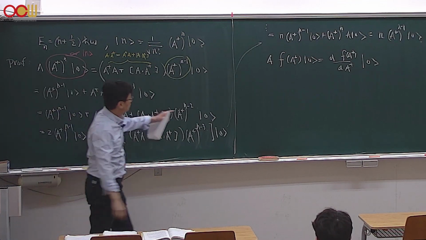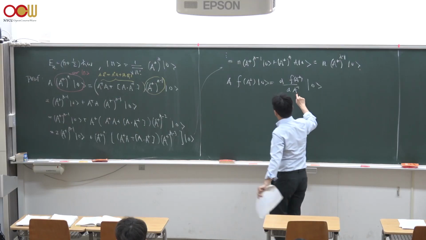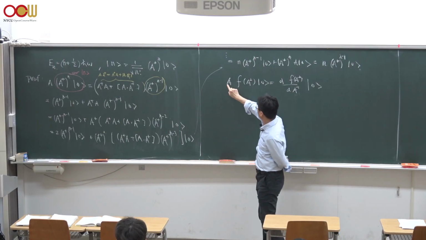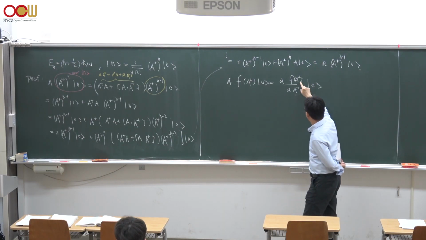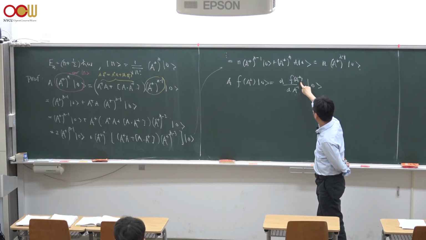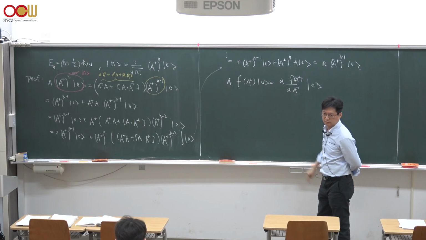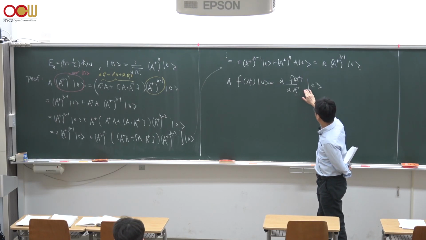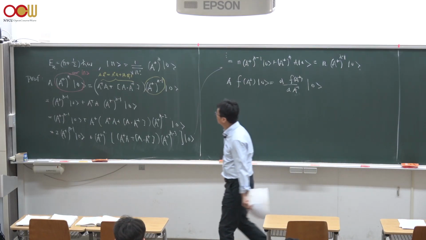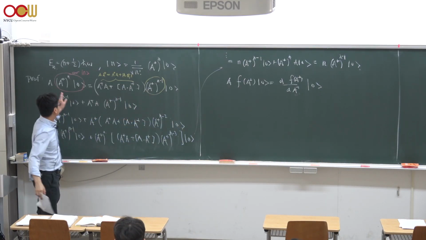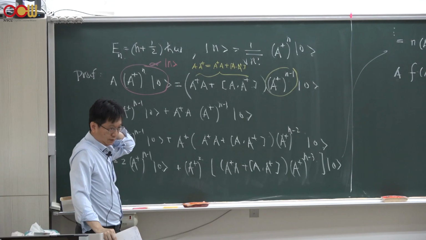Well, we will prove that this is the thing, right? So suppose I apply this A operator acting on any function of A dagger. What I get is the differentiation of that function f of A dagger with respect to A dagger. Okay, but before we derive this conclusion, we don't know what we will get, right? So let's try to derive the consequence of this operation, right?